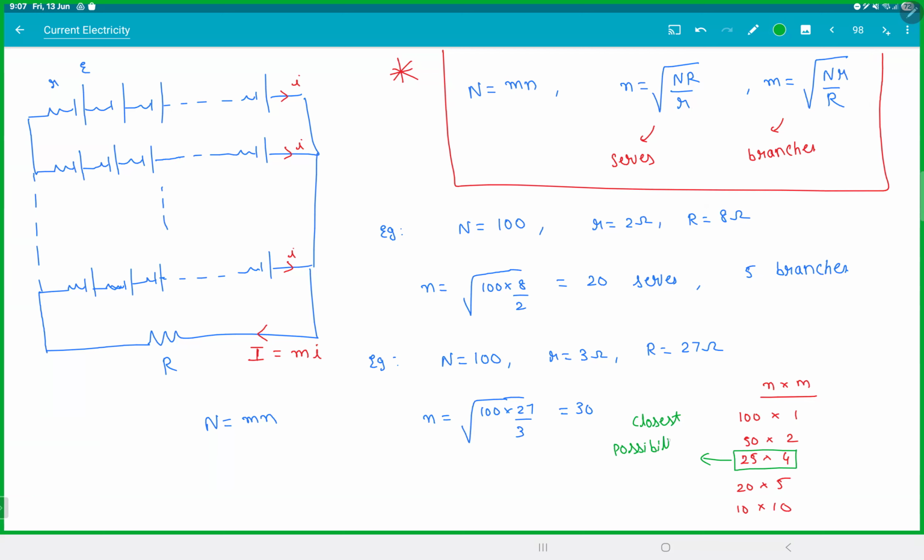Because see, Max doesn't know about integers. Max simply thinks it is a function, and it is simply saying the maximum value occurs here. But we know that we can take only values which are integers. So the closest integer to the maxima will give you the maximum current. Practically that is the most efficient thing. Mathematically it says something else, but we can't use it. Is that clear, everyone? So the answer should be 25 into 4.